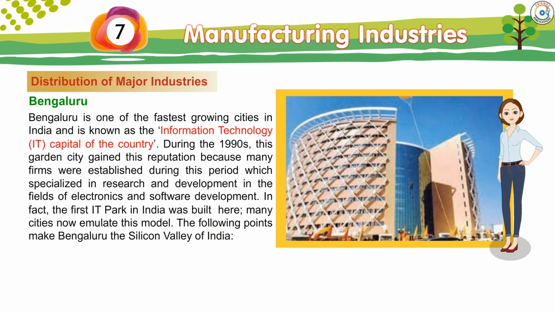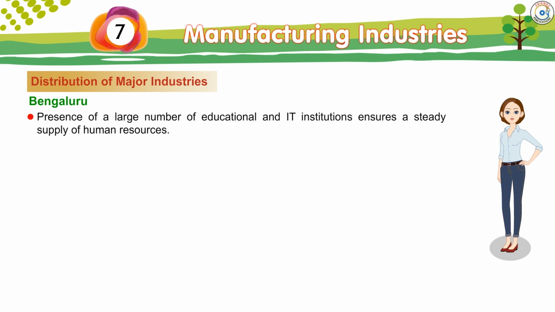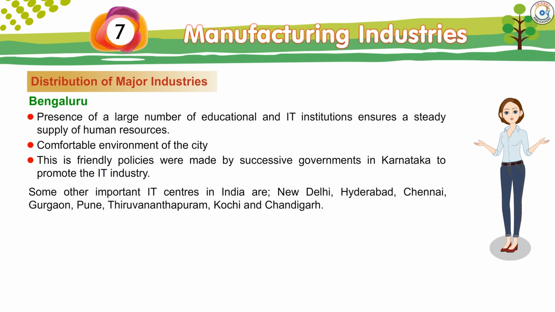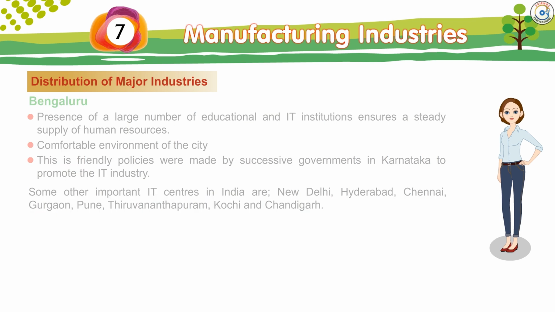The following points make Bengaluru the Silicon Valley of India. Presence of a large number of educational and IT institutions ensures a steady supply of human resources. Comfortable environment of the city. Business-friendly policies were made by successive governments in Karnataka to promote the IT industry. Some other important IT centers in India are New Delhi, Hyderabad, Chennai, Gurgaon, Pune, Thiruvananthapuram, Kochi and Chandigarh.